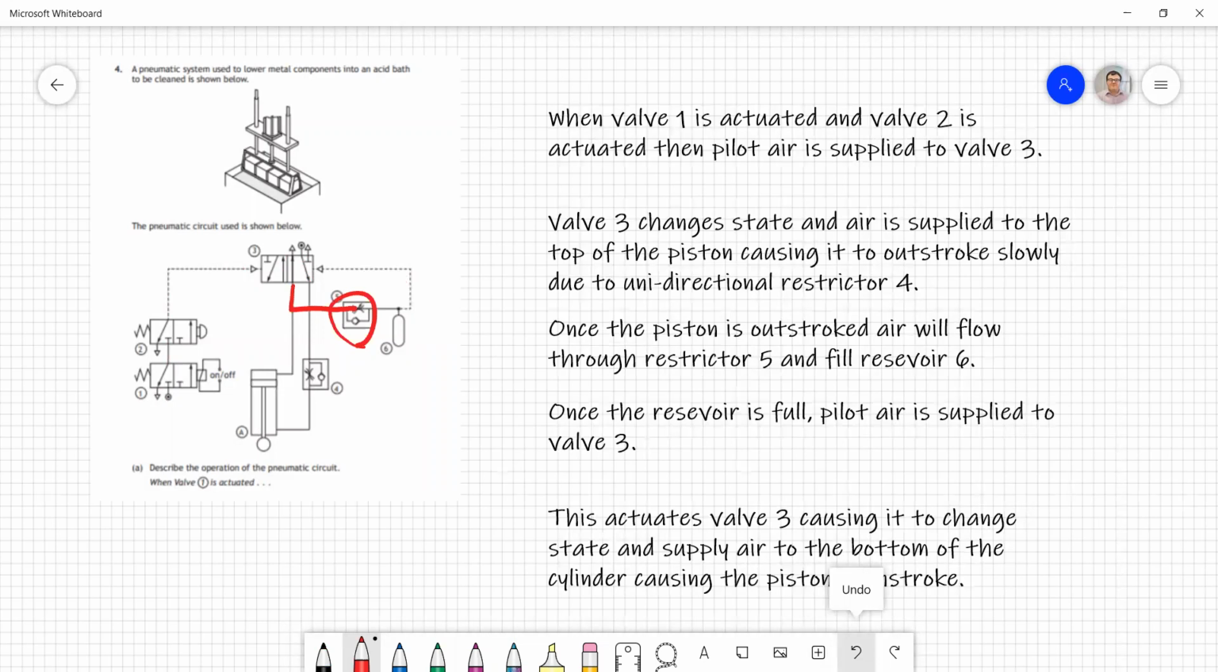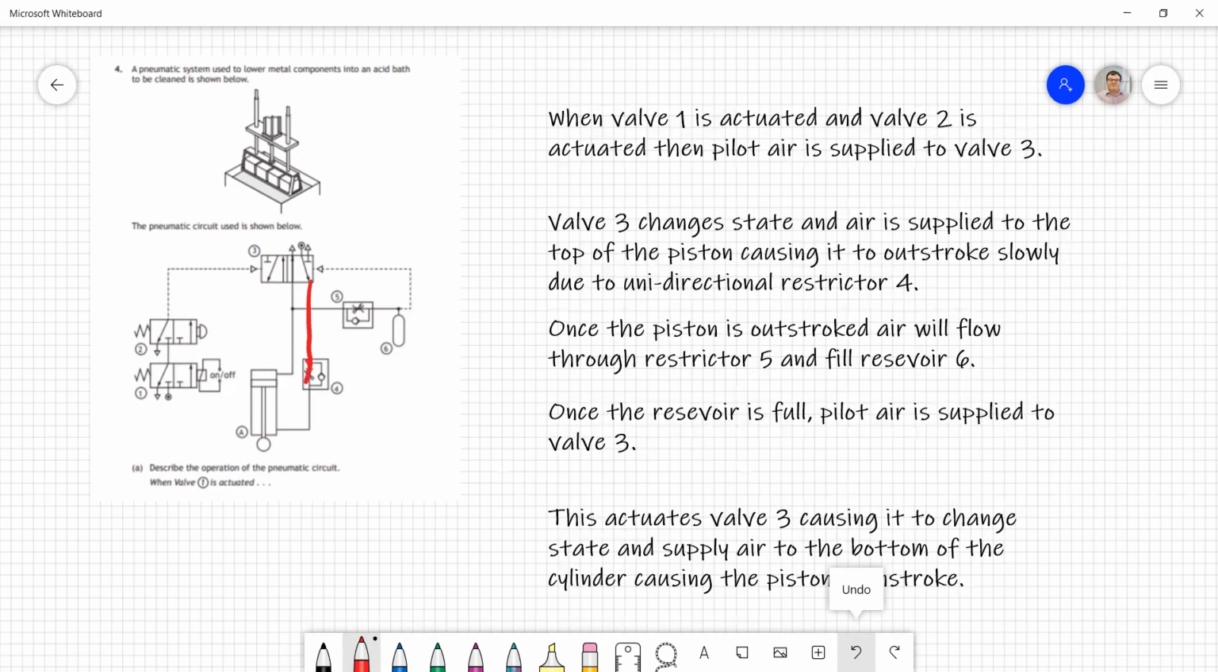So what has to happen is the air comes through and it fills up the reservoir. And this is where we'll have a time delay. We're going to wait while it's filling up. And once it's full, then that means there's high enough pressure, and that will send the pilot signal round here. So once again, valve 3 is actuated, it's switched back to the way it began with. And this means that at this point, we can resupply air this way. It's going to flow up.